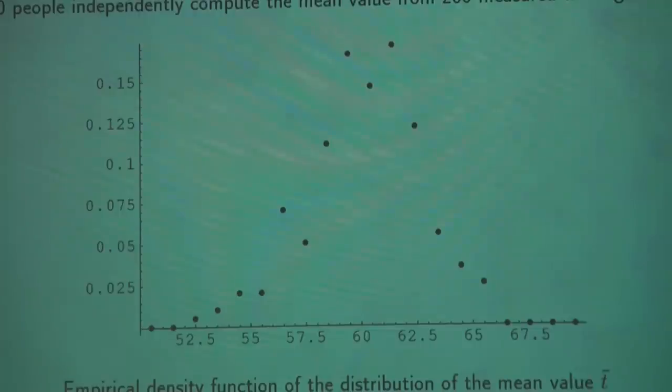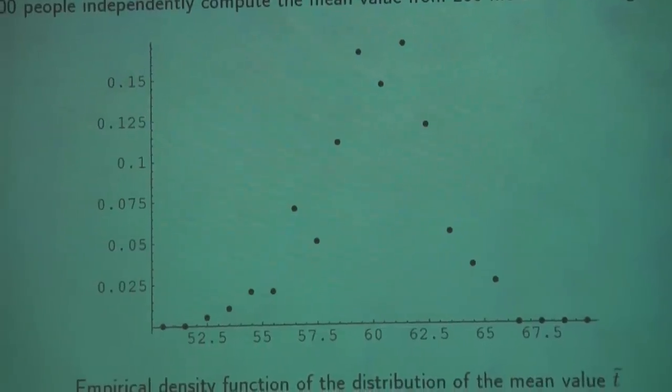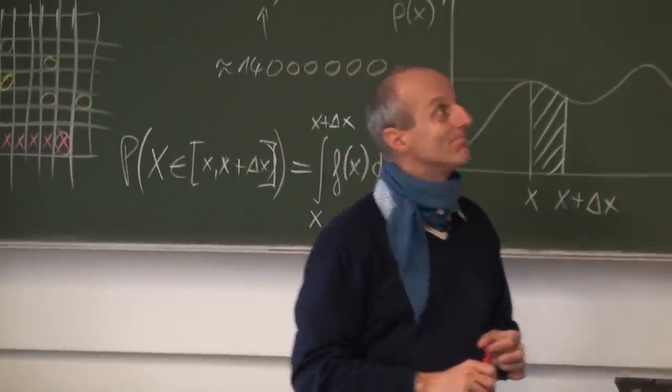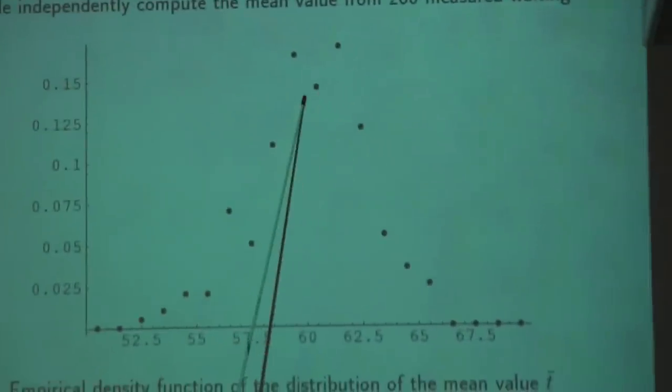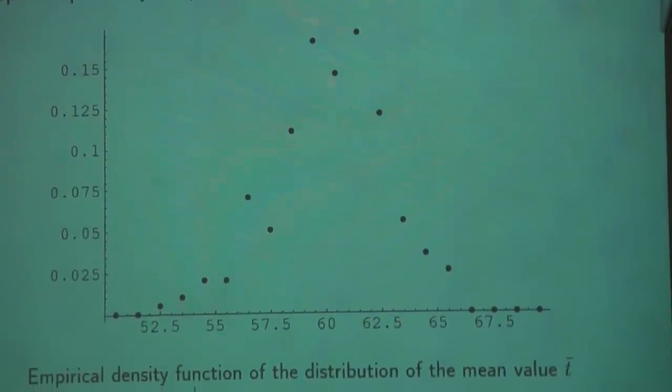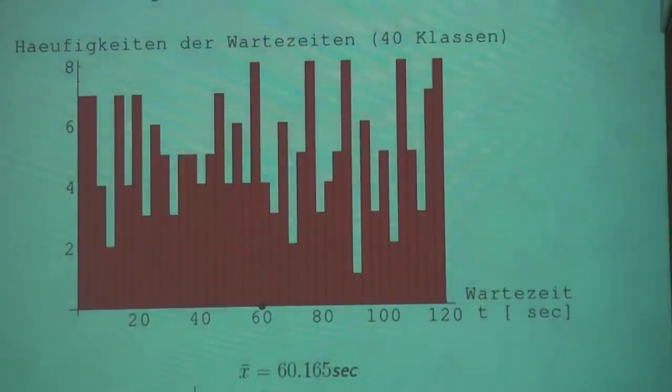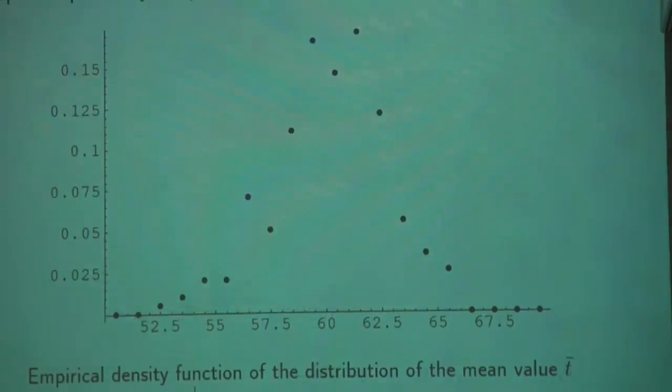This is the empirical density for the average waiting time. Each one of these points corresponds to 200 measured waiting times, and it is the average over 200 waiting times. So now, again, these are the individual measurements, and this is the average of 200 measurements. And we get a different distribution, which is much smaller and it's peaked around the expected value.